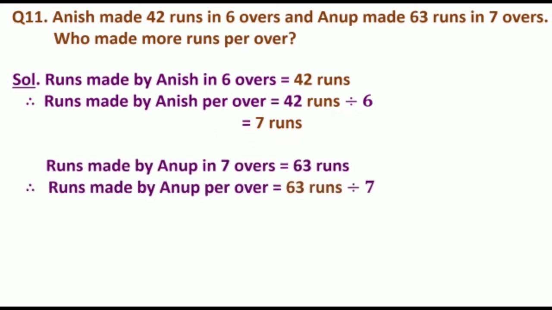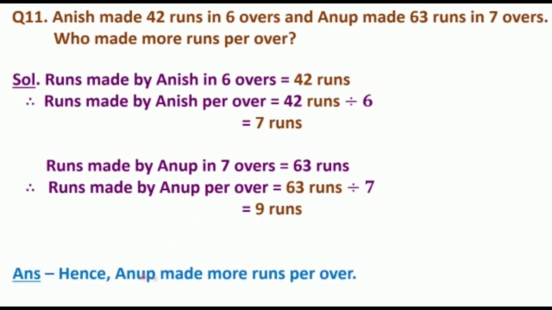Okay, now we have to find runs made by Anup per over. In 7 overs, Anup is making 63 runs. Now per over we have to find. So we will divide this 63 runs by 7. So after dividing, we are getting here 9 runs. So runs made by Anup per over will be equal to 9 runs. So who is making more runs per over? Anup. Okay. So we will write the answer. Hence Anup made more runs per over. Anup is making 9 runs and Anish is making 7 runs. Okay. So Anup is making more runs per over.